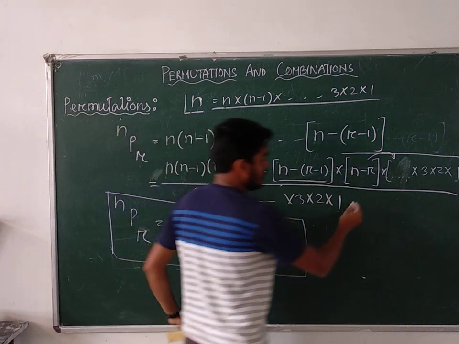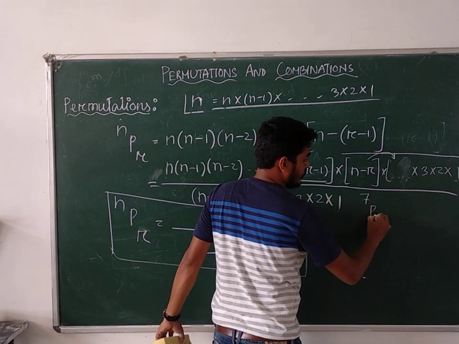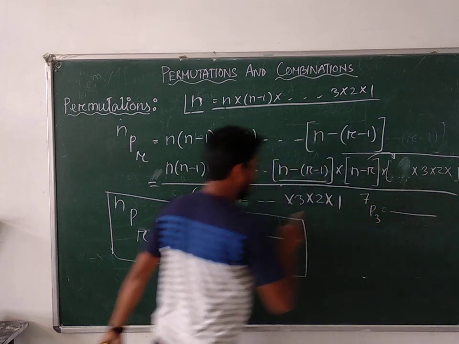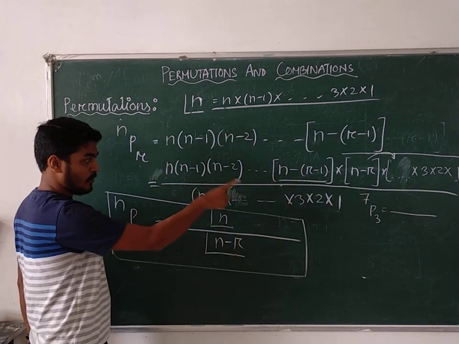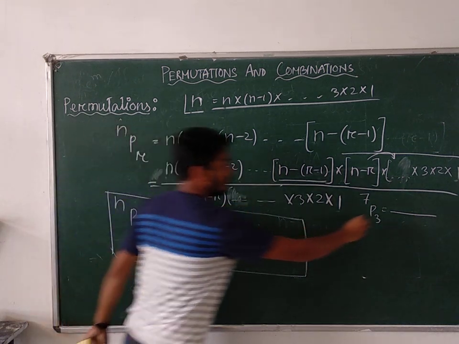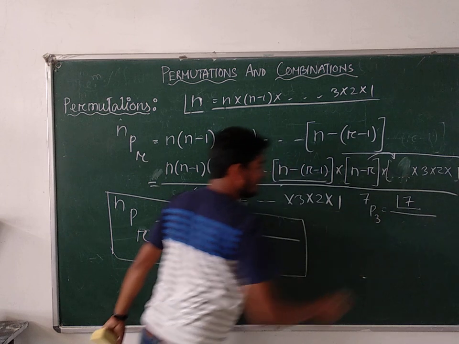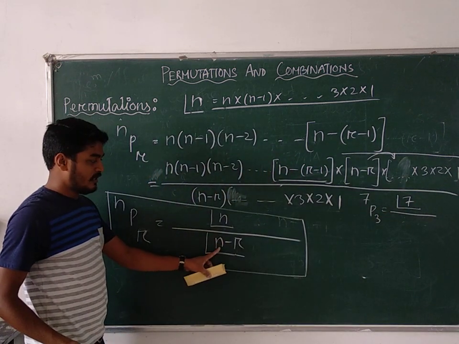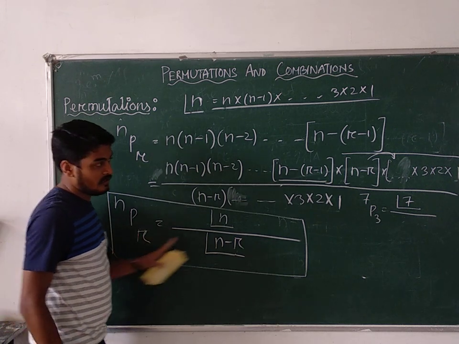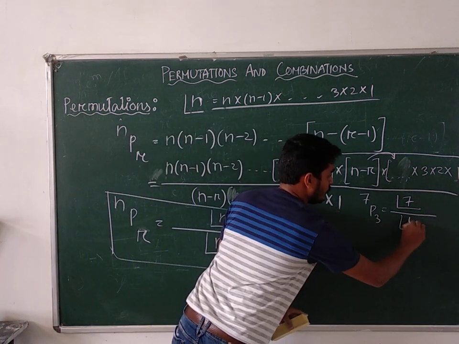So for example, 7P3. In 7P3, what is the value of n here? n is a direct comparison: n is equal to 7. r is equal to what? 3. So what is the answer? Factorial of n, that is factorial of 7, and in the denominator, n minus r, the difference of these two terms, factorial. 7 minus 3 is 4, so factorial of 4.